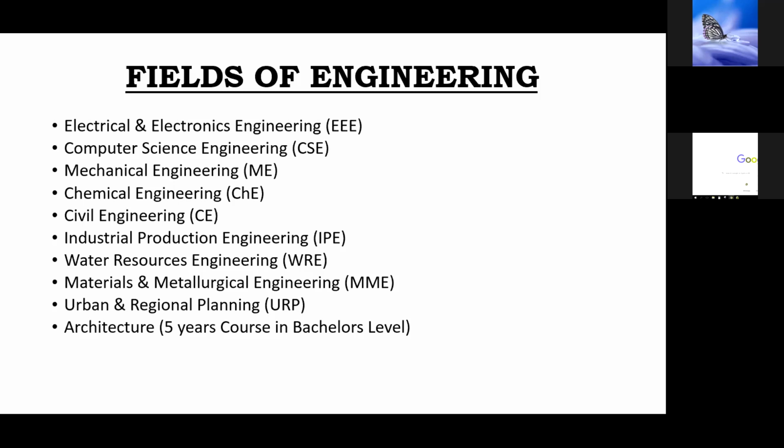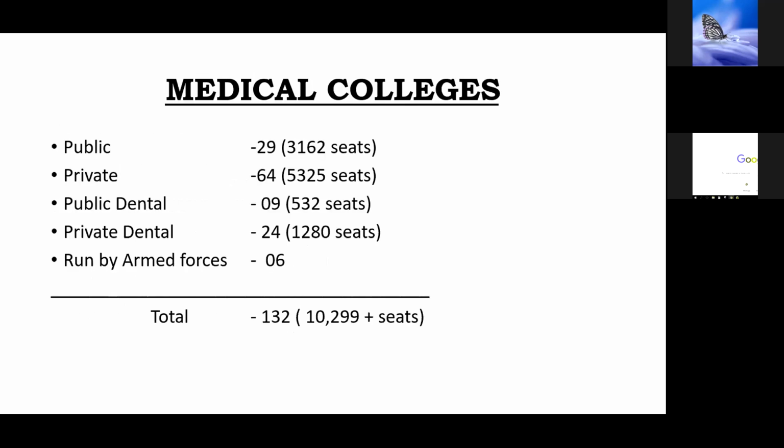Then we have architecture, those who design a plan, design the buildings, right? All of the above are 4-year courses. Only architecture is a 5-year course at the bachelor's level. Then we have the medical colleges. As you can see, we have 29 public medical colleges with 3,162 seats. And then we have 64 private medical colleges with 5,325 seats.